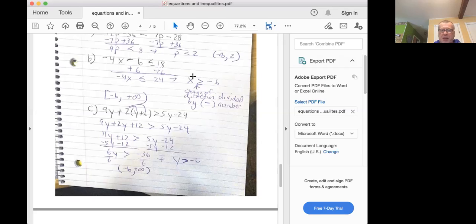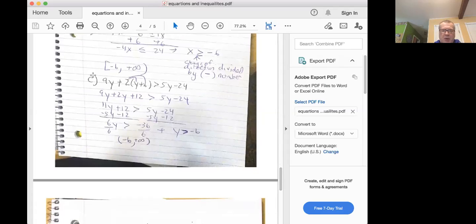And so this means that x goes forever to the right, starting at minus 6. So it includes minus 6 because it's a greater than or equal to. So we put a bracket around that to positive infinity. Infinities always have the parentheses.